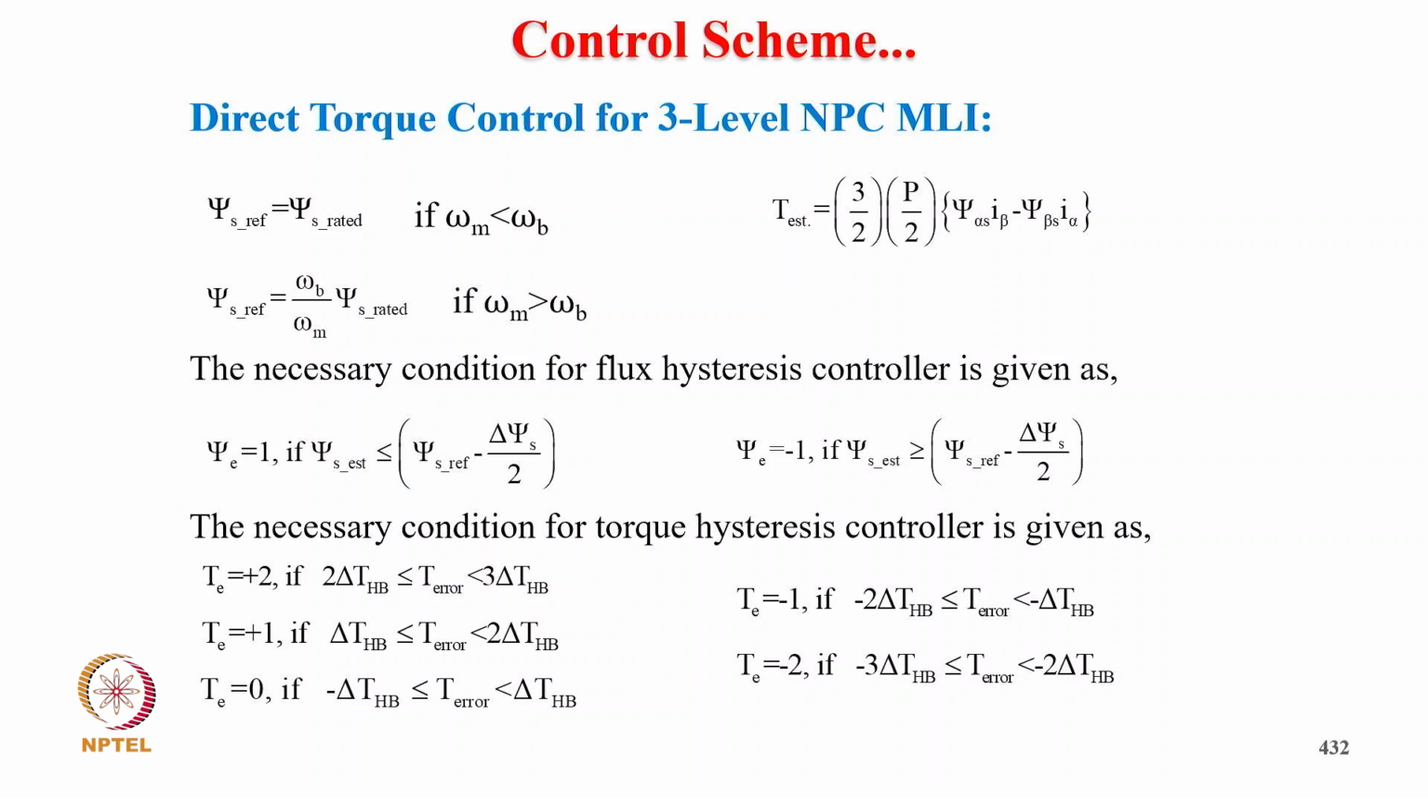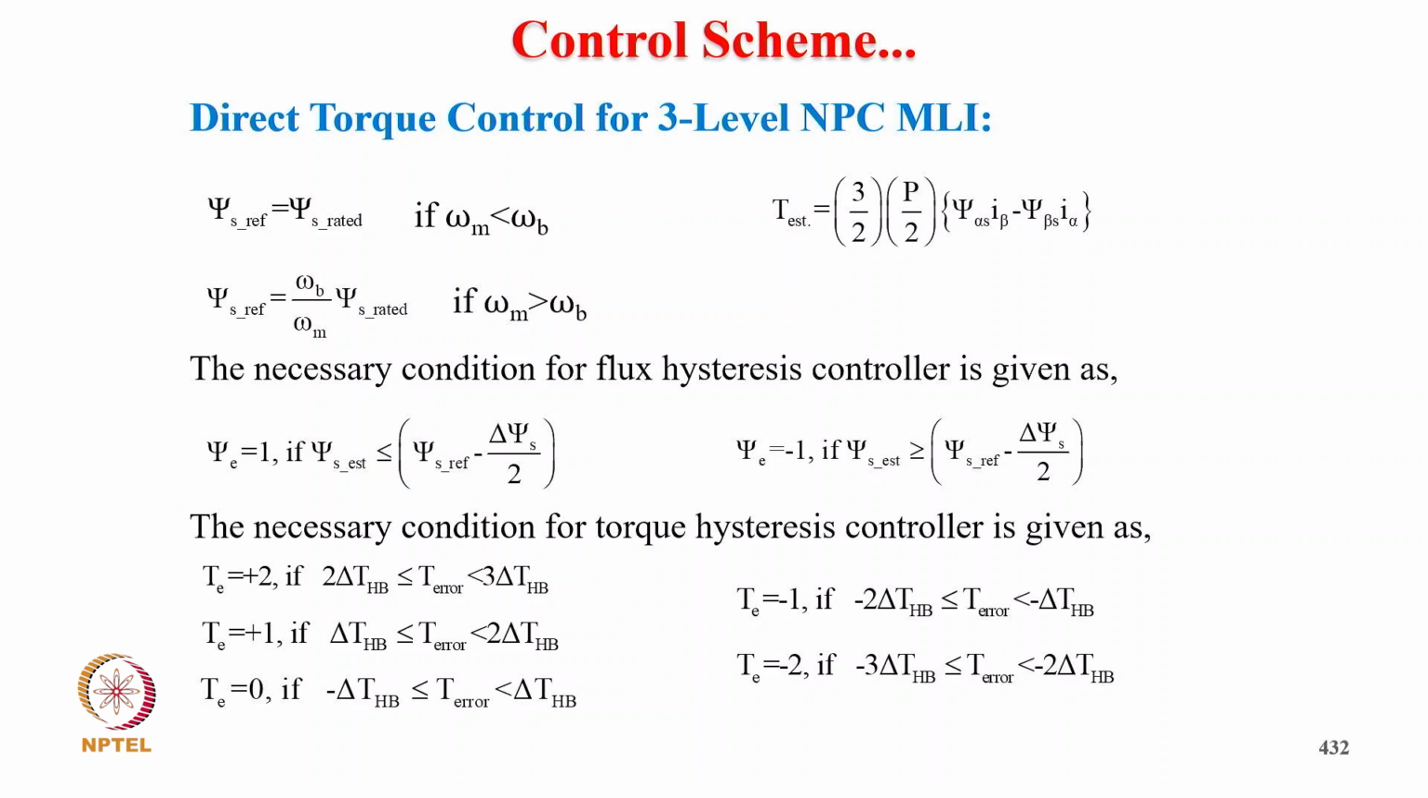So that causes the field weakening, and Te equals 3 by 2 times P by 2 in brackets psi alpha s i beta minus psi beta s i alpha. So the necessary condition for the flux hysteresis controller is given as phi equal to 1 if psi s is less than psi reference minus delta psi s by 2, and phi equal to minus 1 if psi s is greater than psi reference plus delta psi s by 2.